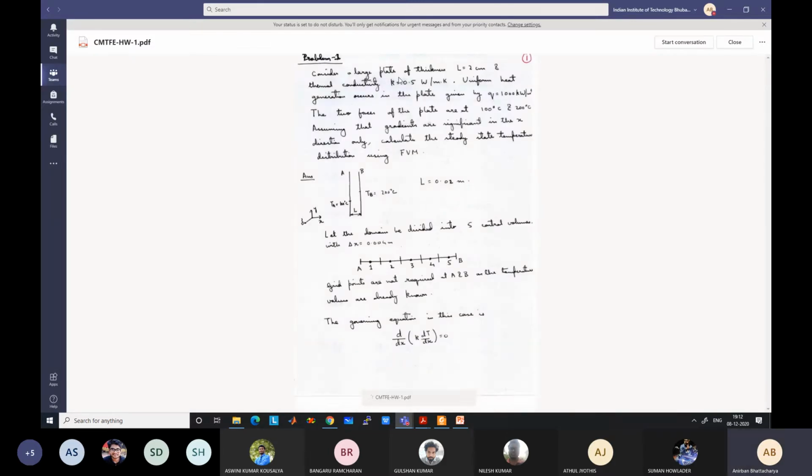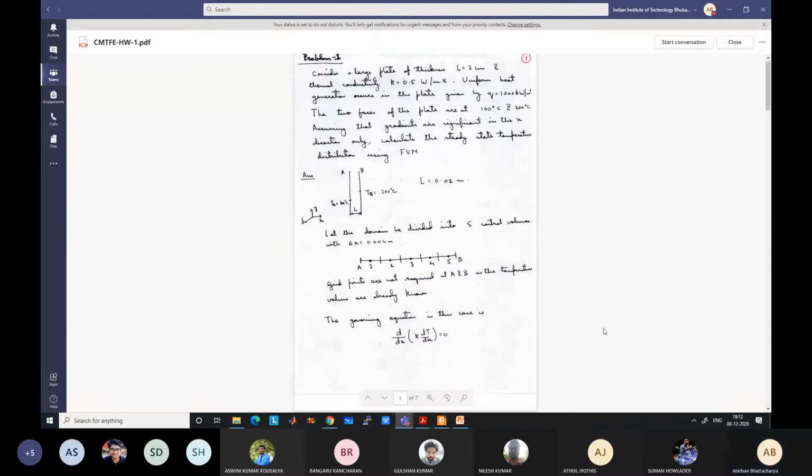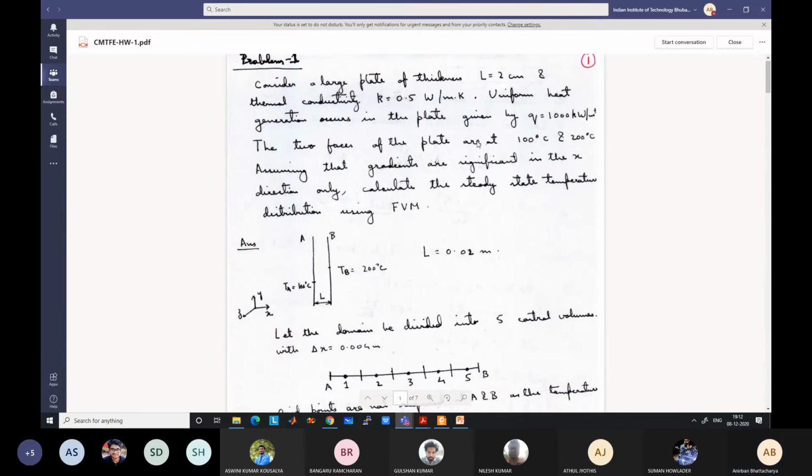For example, consider a large plate of some thickness and some conductivity, and uniform heat generation occurs in the plate. The two faces of the plate are at certain temperatures. Assume that it's a 1D problem. Calculate the steady state temperature distribution using the finite volume method.